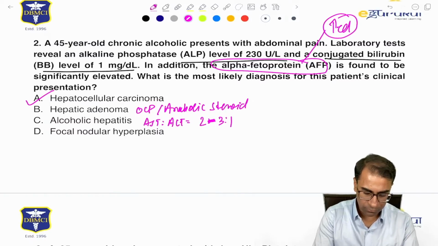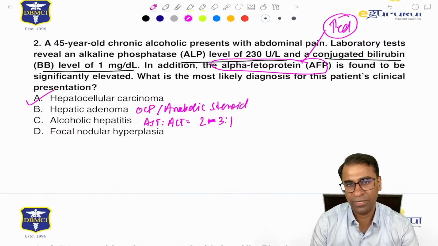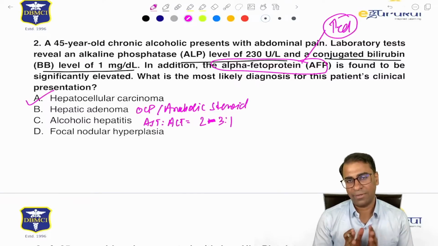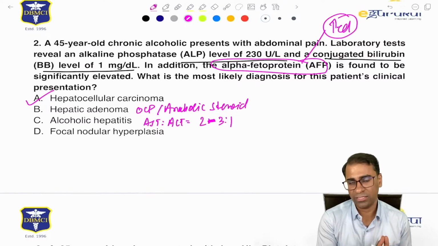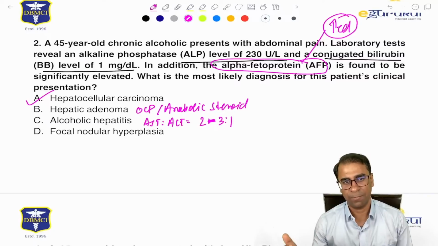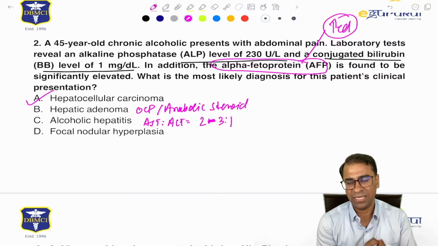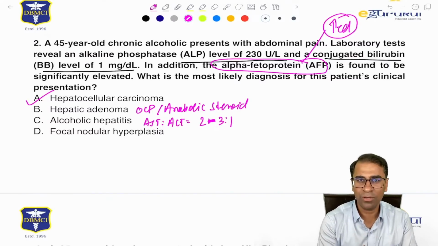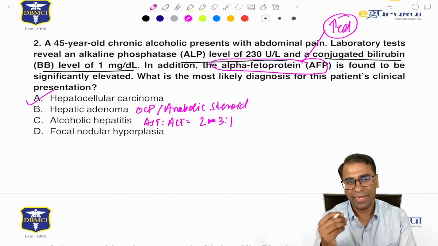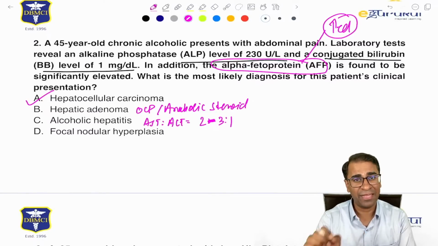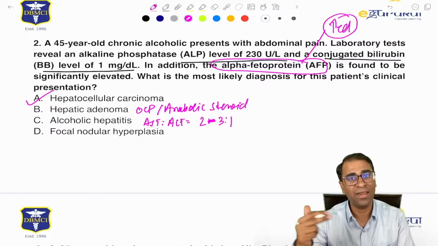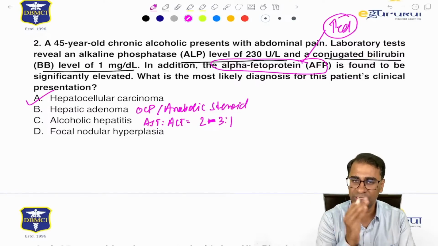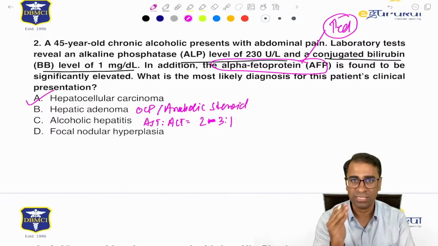And in focal nodular hyperplasia, there are two types of hyperplasia. One is focal nodular hyperplasia and one is nodular regenerative hyperplasia. These are the two types of hyperplasia which can be seen in the liver, and both of them are tumor-like conditions, not tumorous conditions. A tumor-like condition is neither a benign tumor nor a malignant tumor. It is a hyperplasia. It can be a single nodule, called FNH, or multiple nodules, called NRH. Okay, single nodule is FNH and multiple nodules is NRH.